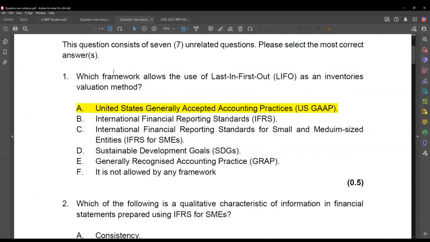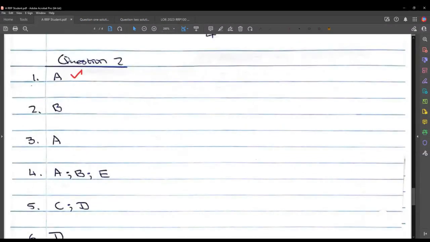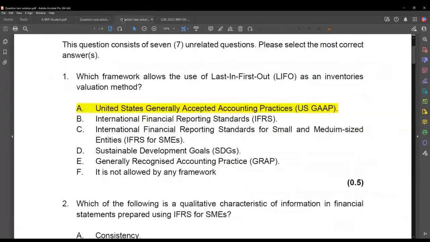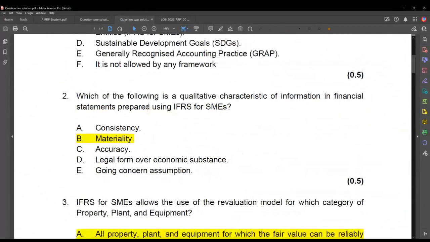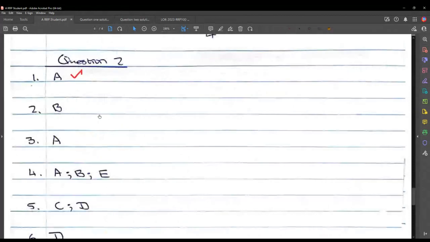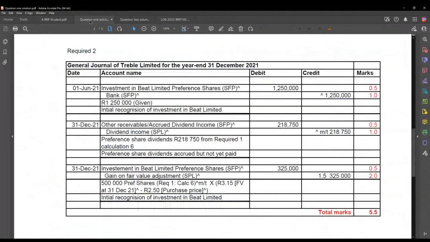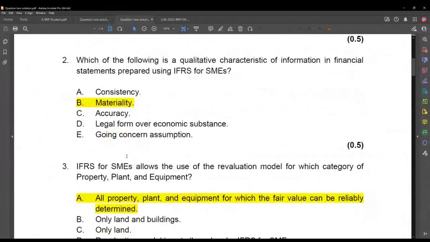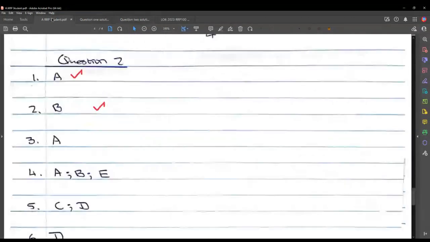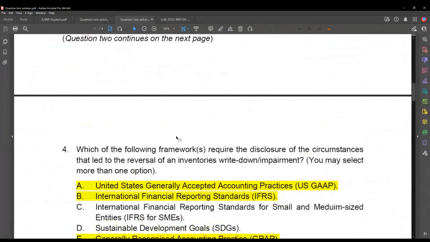So let's have a look at the MCQs. The first MCQ, question 1, the correct answer was A. We can give half a mark there. If again you need an explanation on why it was the correct answer, you can go and look at the previous video. The next answer was B, so we can give half a mark there. Question 3, the correct answer was A. I'll give half a mark there.